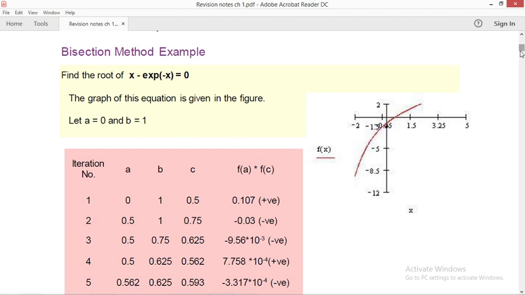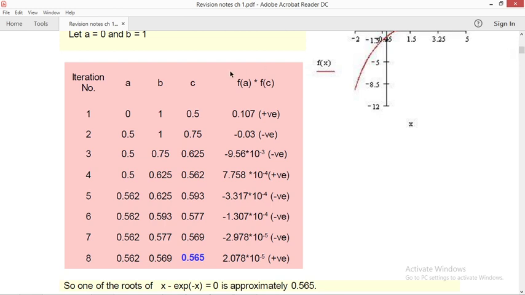Now we make this table and find out the root. For the first iteration, we have a equals to 0 and b equals to 1. We find the midpoint, which is c, that is a plus b divided by 2. That gives me 0.5. And then I see which is the part a or b that I'll be replacing with the c. Now when I do f of a into f of c, I'm going to get a positive answer. When I do f of b and f of c, I'm going to get a negative answer. That's why I'll be replacing a with c.